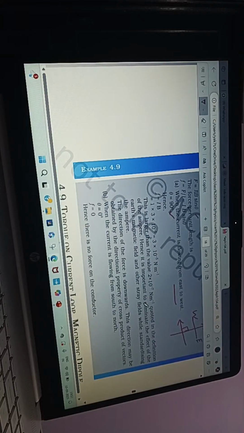Then again, in the definition it is quoted as how much? 2 into 10 to the power of minus 7. But what we got is how much? A large force. It is a very large force that it will experience.